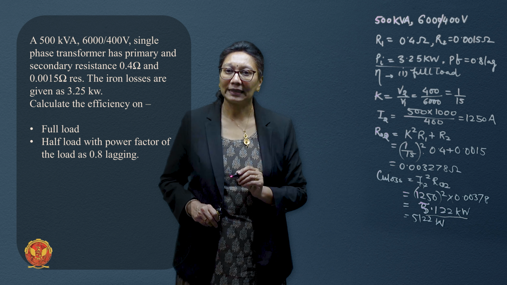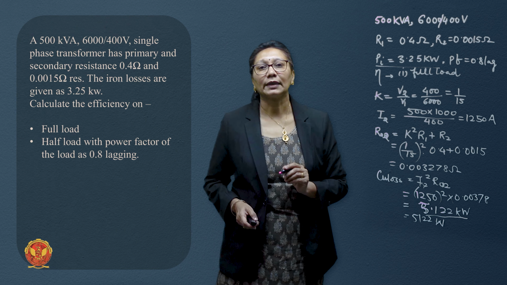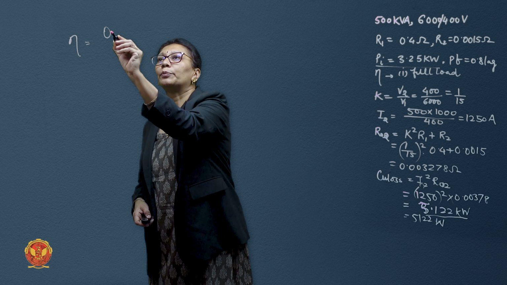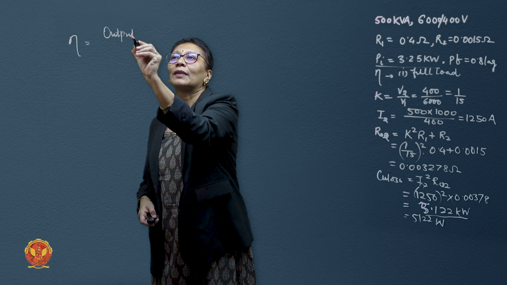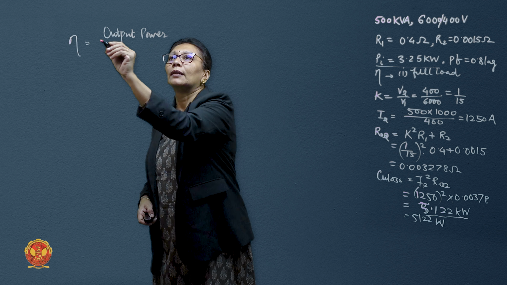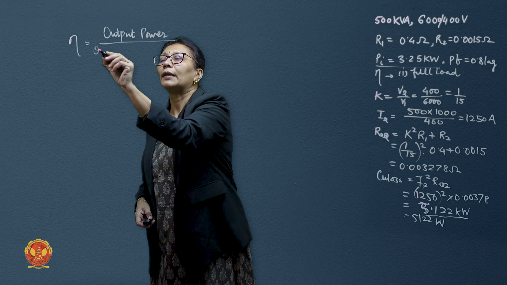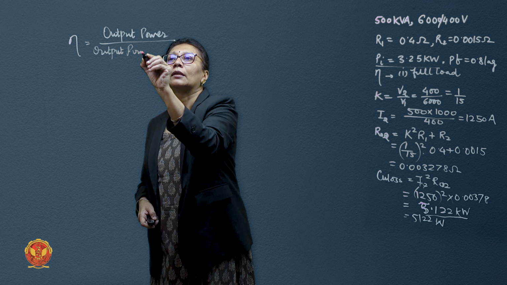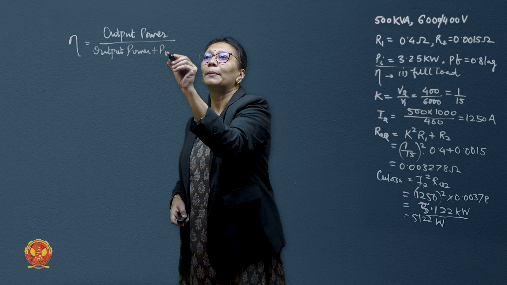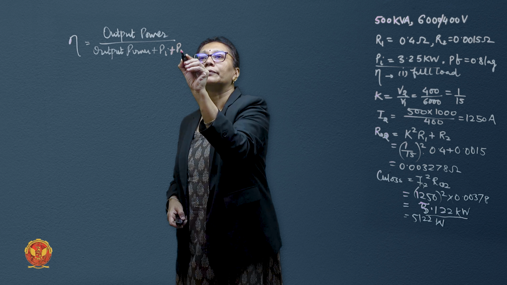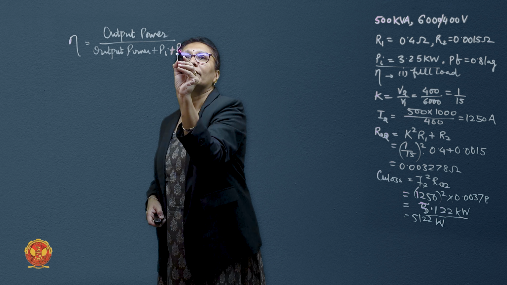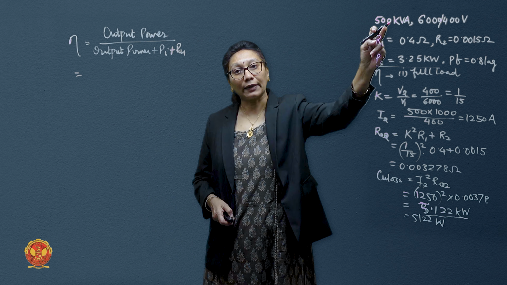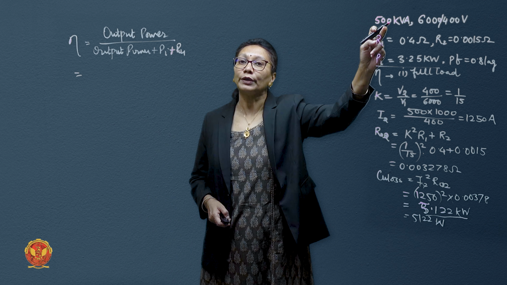Okay, so now we have Pi as well as P copper. Now we can easily calculate efficiency. So what is the formula for efficiency? Efficiency is equal to output power divided by output power plus both the losses, that is Pi plus P copper. Now put in all the values. Output power is 500 kVA. We have to convert it into kilowatt.